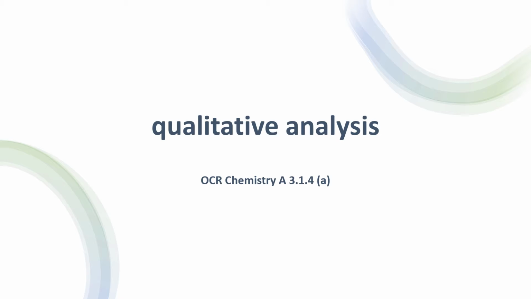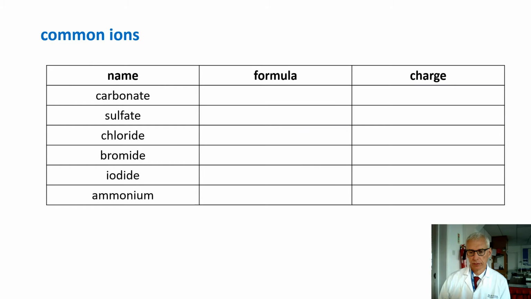Qualitative analysis. Qualitative analysis assumes knowledge of the formulae and charge on some common ions. So let's start with those. The table, we have carbonate, sulfate, chloride, bromide, iodide and ammonium ions. Could you write down the formula for each ion and the charge? Pause the lesson and resume when you are ready.